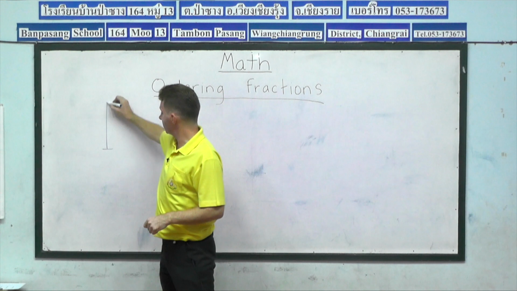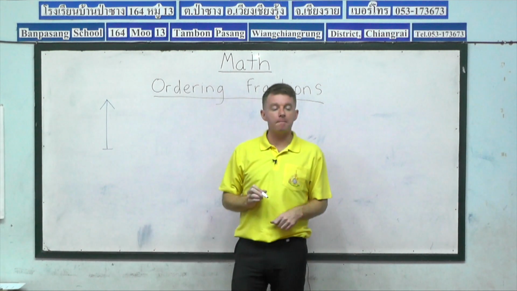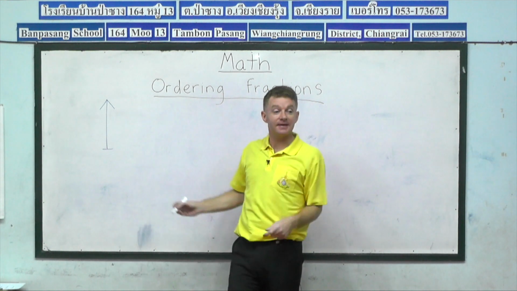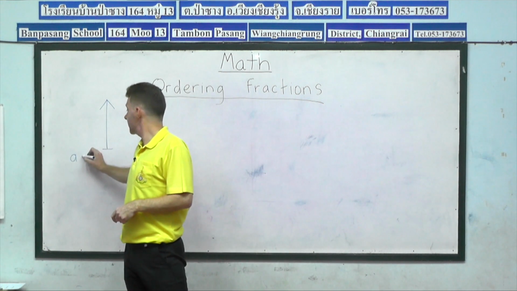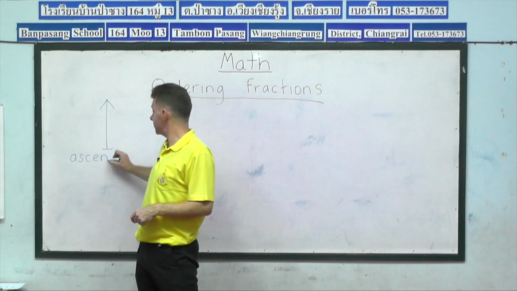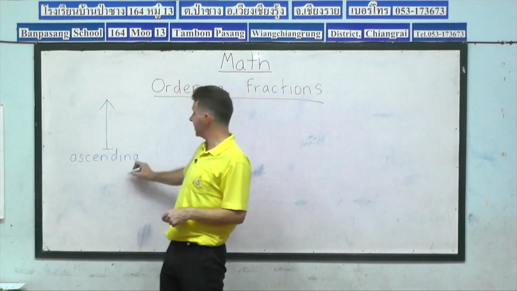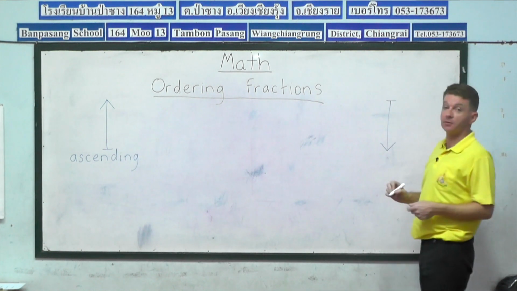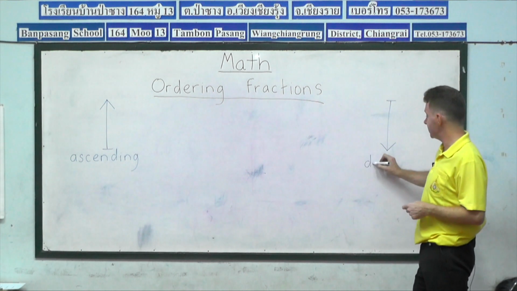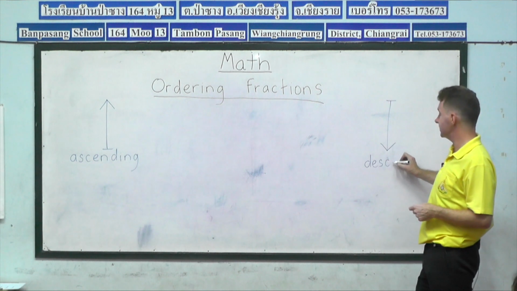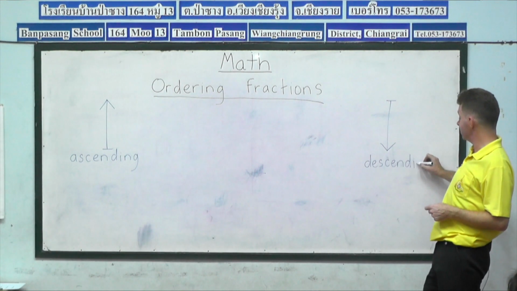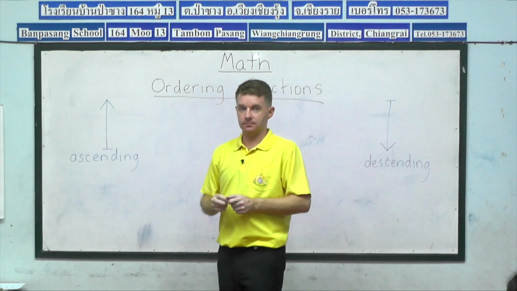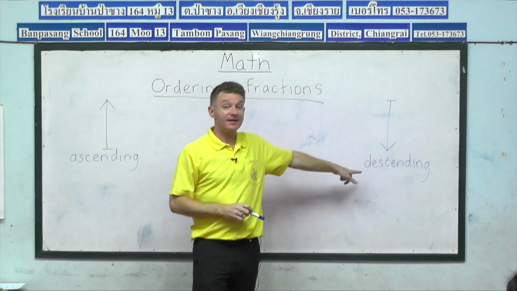The first way is to do going up. Now, who can remember? What's the word we use for going up? Remember? Ascending. Excellent, Prayer. Well done. A, S, C, E, N, D, I, N, G. And then the opposite way, going down. Descending. D, E, S, C, E, N, T, I, N, G. So the first way, going up, ascending. The second way, going down, descending.